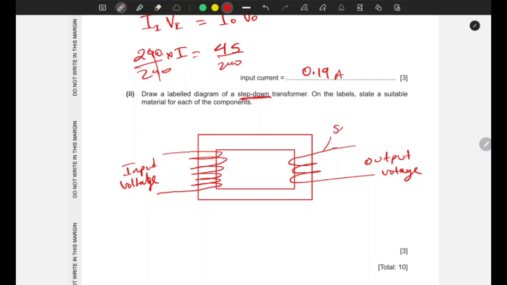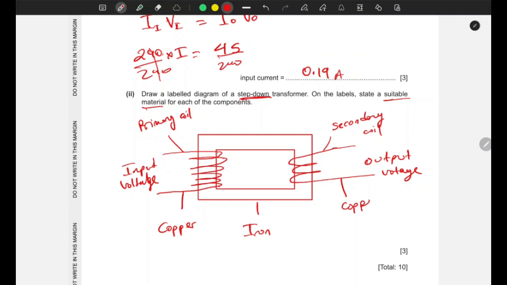And then this is the secondary coil, since they told us to label it. So secondary coil. And this is the primary coil, and this is the iron core. And we should also label a suitable material for each. So the coils are usually copper. So we can just write copper. So this is a full complete diagram for a step-down transformer.